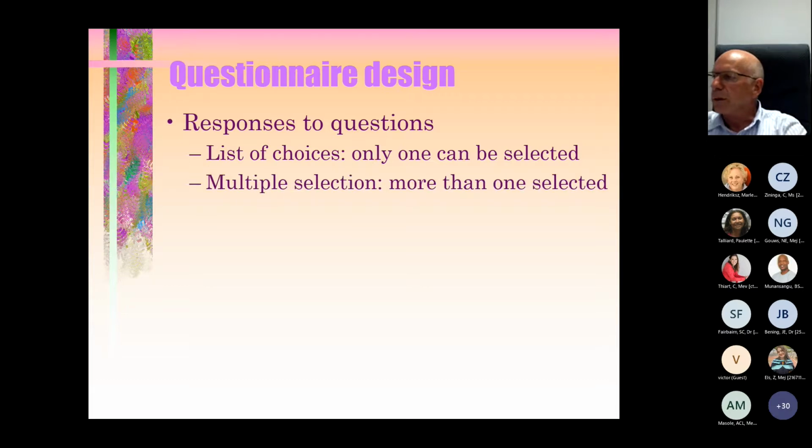But in some cases there are questions that require multiple selections. So if you say what sources of information have you used, and say you've got 10 different sources there, then they should be able to select more than one source that they've used. So one must make a clear distinction between the two. And also in the wording of the questions, you must indicate clearly whether the person can only select one option or whether the person can select more than one option.